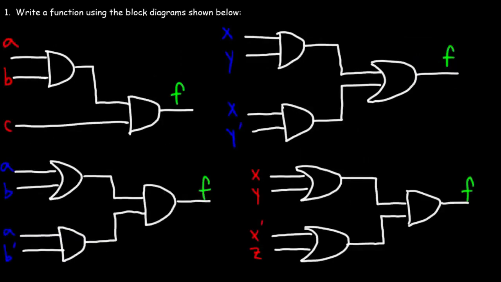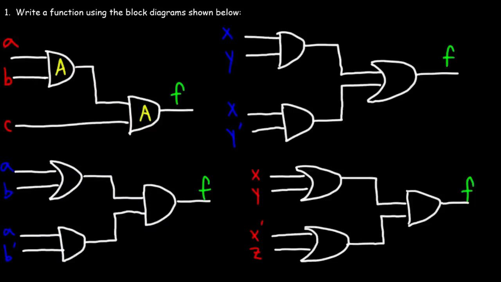Now, one of the first things that you need to be able to do if you're taking a course in Intro to Logic Design is write a function given a block diagram. So let's start with the first one in the upper left corner. The first thing I like to do is identify what type of logic gates I'm dealing with. So this is an AND gate. I'm going to use a capital A to represent it.